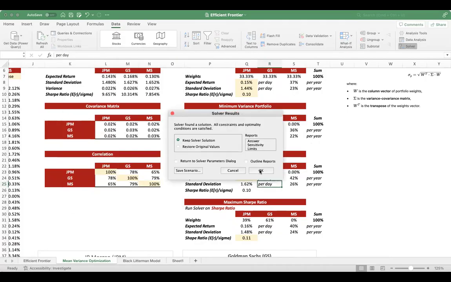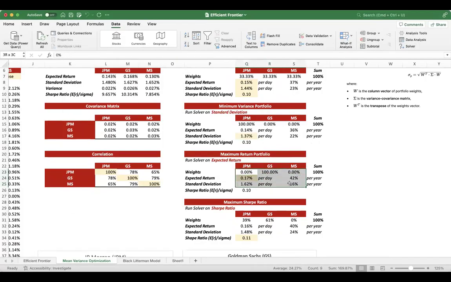Once we click on Solve, what it is saying is, if you invest all your money into Goldman Sachs, this will give you your highest return. If you just look at the individual returns, in which stock was the return the highest? Goldman Sachs had the highest returns, right? That's why it is saying to just invest all your money into Goldman Sachs.